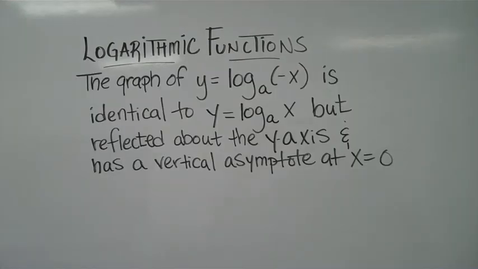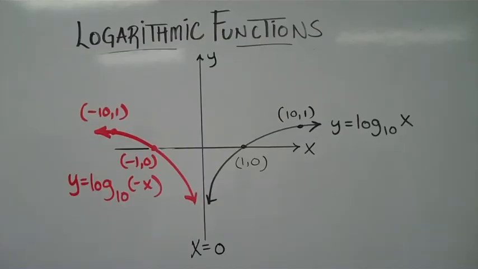The graph of y equals log base a of negative x is identical to y equals log base a of x, but reflected about the y-axis, and also has a vertical asymptote at x equals 0. And here's an example of that concept. On the right-hand side, I have y equals log base 10 of x that goes through (10, 1) and (1, 0). If I want to graph y equals log base 10 of negative x, well, we know that in this function our x has to be greater than 0. Well, over here, our x has to be less than 0.